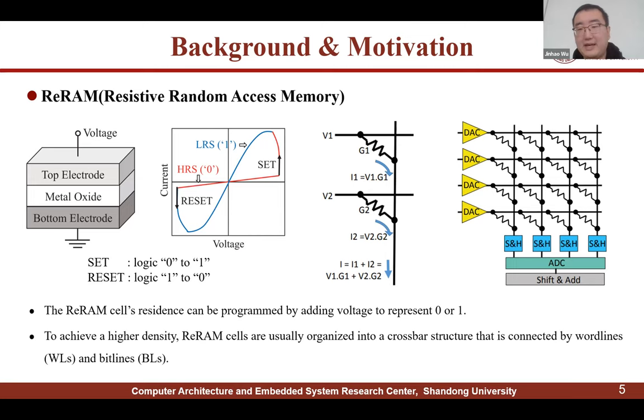The digital to analog converter is used to convert the input feature map data into voltage signals. Then the current accumulated in each bit line is sent to the shift and hold unit and fed into the analog to digital converter. The values returned by the analog to digital converter are the computation result of the input feature map data and the DNN weight filters.